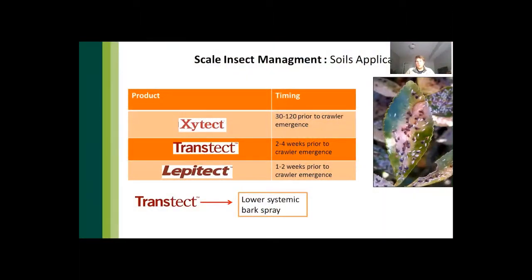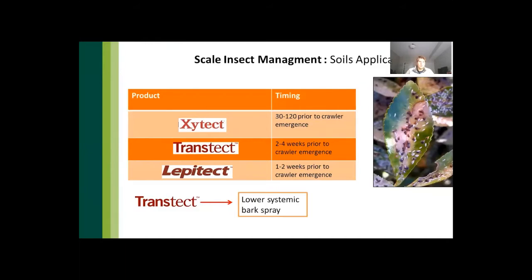And I just wanted to reiterate here with our soil applications, what the timing looks like. With Zytec, it does take a lot longer to get in the soil, as Patrick had mentioned. So about 30 minimum days to up to 120 days prior to crawler emergence. Transtect, anywhere from 14 to 30 days or 2 to 4 weeks prior to crawler emergence.